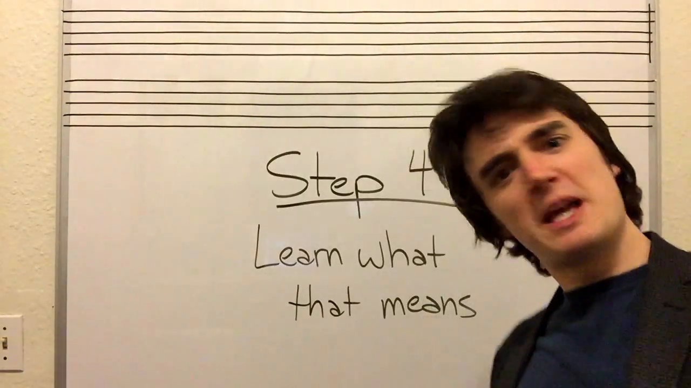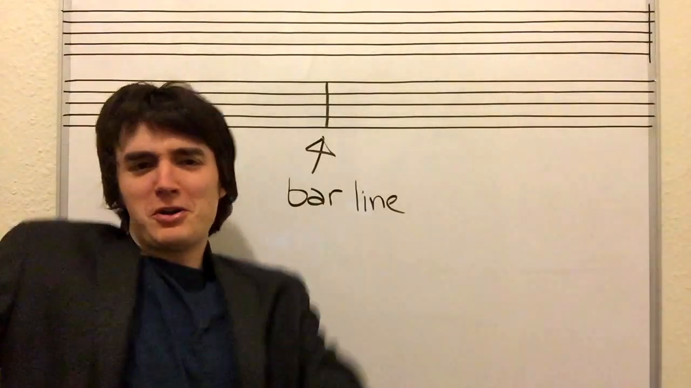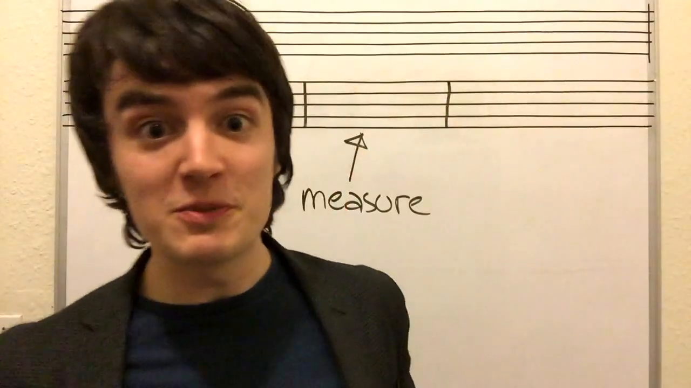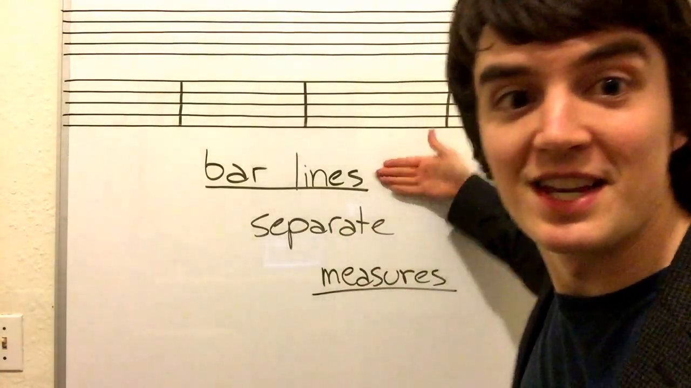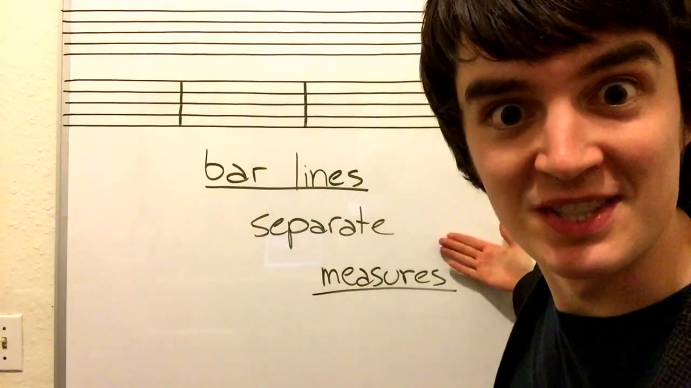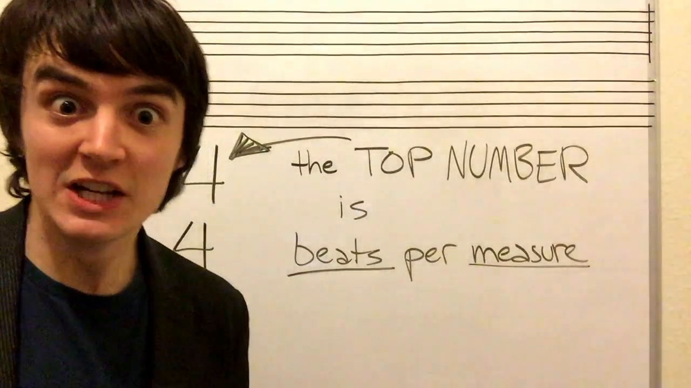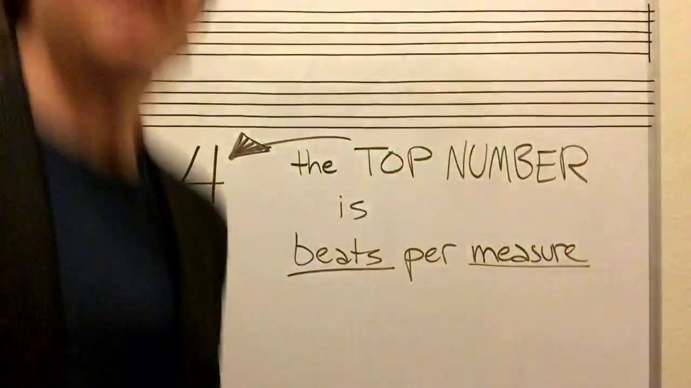Step 4. What that means. What is that? That's a bar line. Another one? There's a measure in between because bar lines separate measures, and every measure contains a number of beats. That's why the top number is the number of beats per measure.